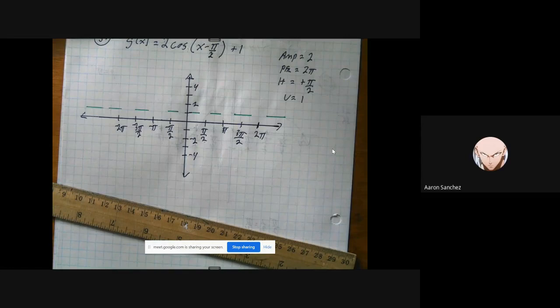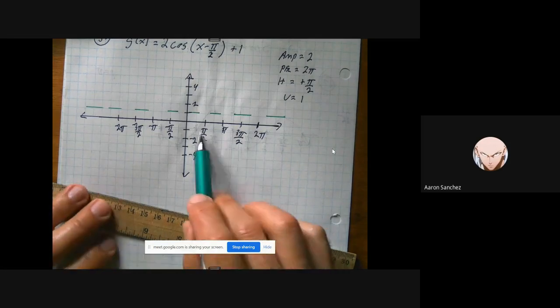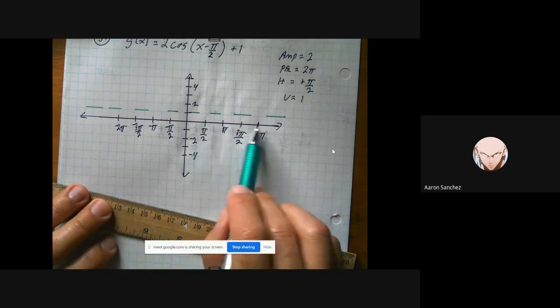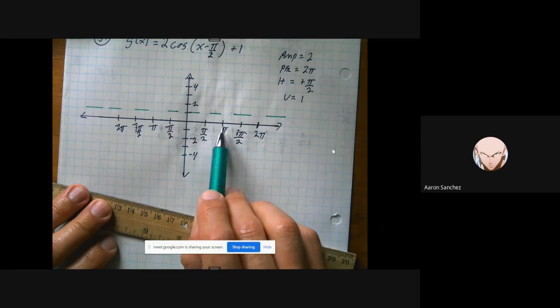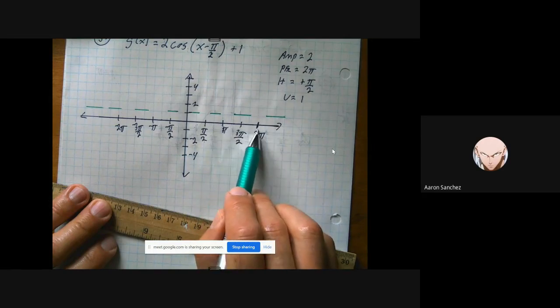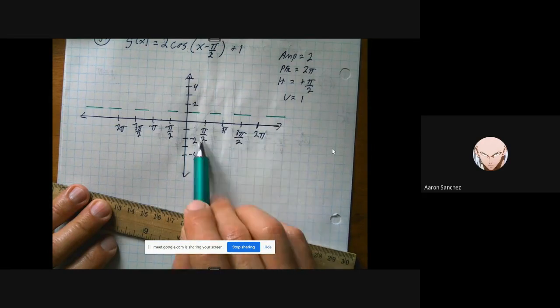So remember, cosine, the first is at 1, the last is at 1. But we're shifting by pi over 2. So we should continue this over. We should add on, we're shifting pi over 2, so we should add a pi over 2 over here. So we have our last would be here. So I have pi over 2, 2 pi over 2, 3 pi over 2, 4 pi over 2, right? I'm just adding pi over 2 each time.